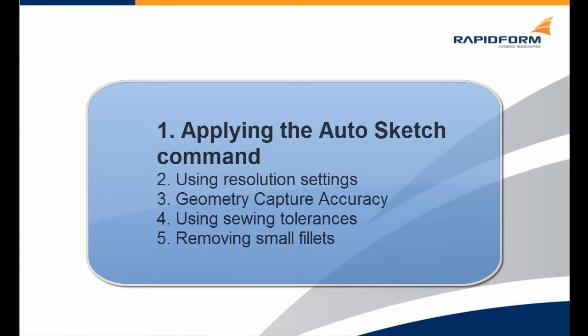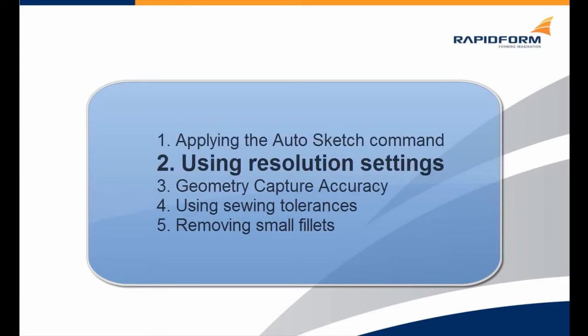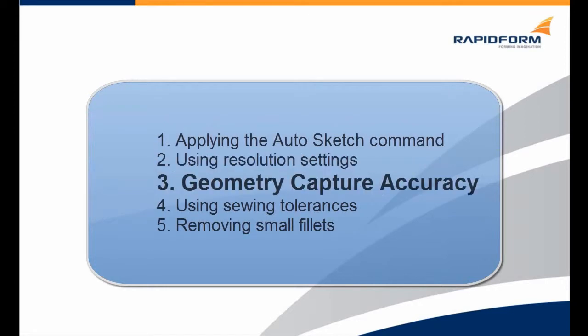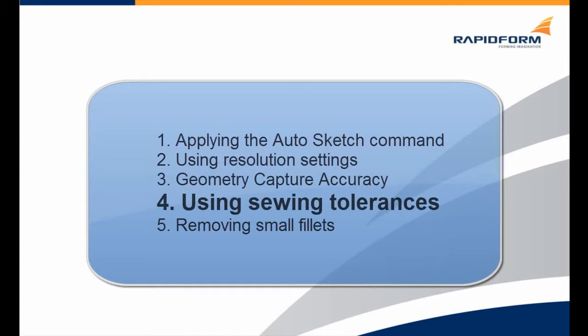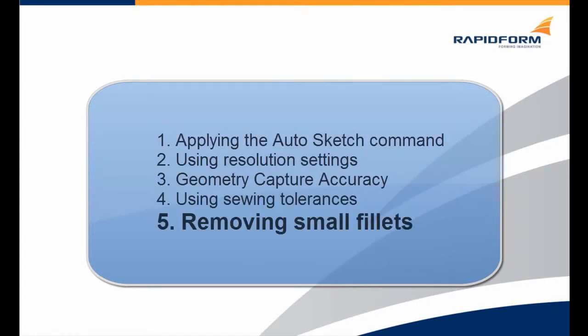We will be going through 5 different steps. The first is applying the auto sketch command. The second is using the resolution settings. The third is using the geometry capture accuracy. The fourth is using sewing tolerances. And the fifth and final step is learning how to remove small fillets.